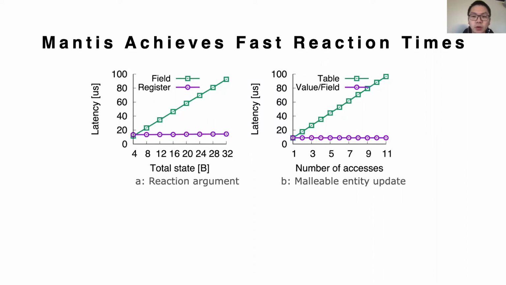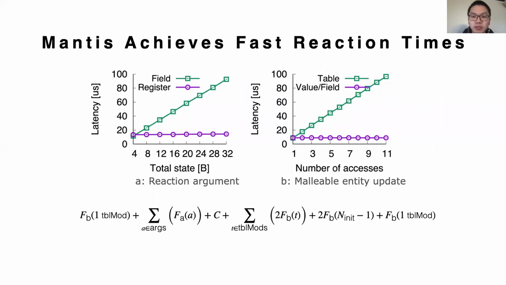Note that all these latencies are predictable in Mantis, which means that we can create a cost model to infer the total reaction time from the two graphs above. We won't go into details, but we found that for all of the use cases we implemented, the end-to-end reaction time was in the tens of microseconds.